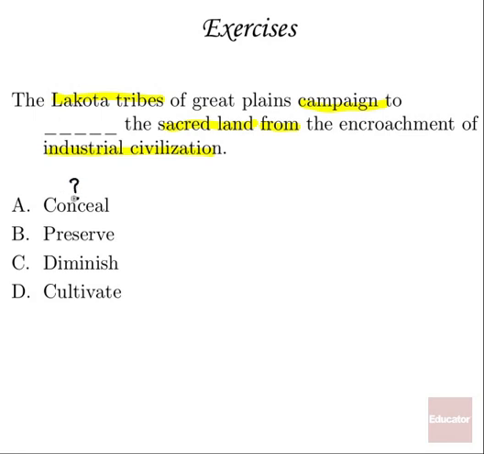Conceal sort of means protect. Maybe I'm going to hide it. How am I going to hide huge tracts of open land on the Great Plains, though? That's a little tricky. I don't think that's the one. Preserve might be a synonym for protect here. Diminish is a word that means to make smaller. And to cultivate, well, I can definitely cultivate sacred land, but I wouldn't cultivate it from the encroachment of industrial civilization. This leaves our only remaining answer. To preserve, to protect, to guard. That's a word that fits in here.